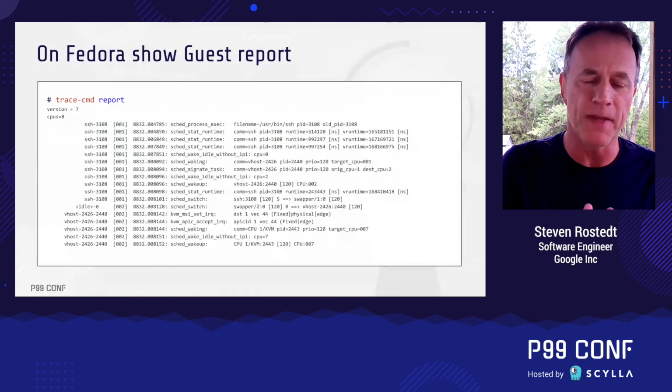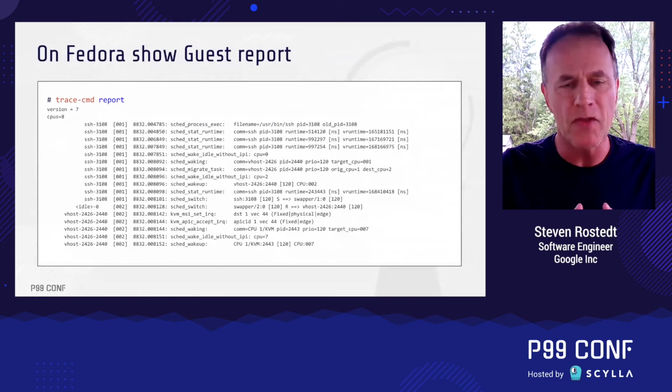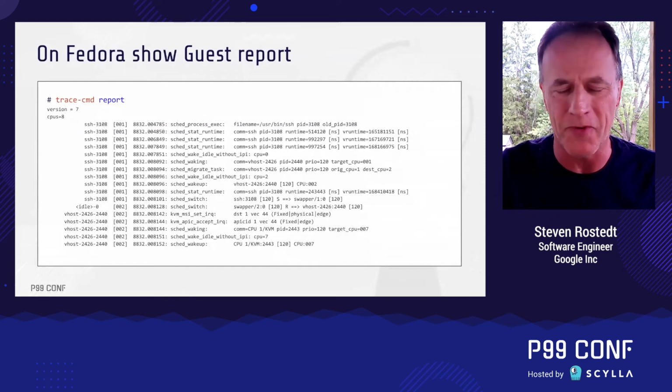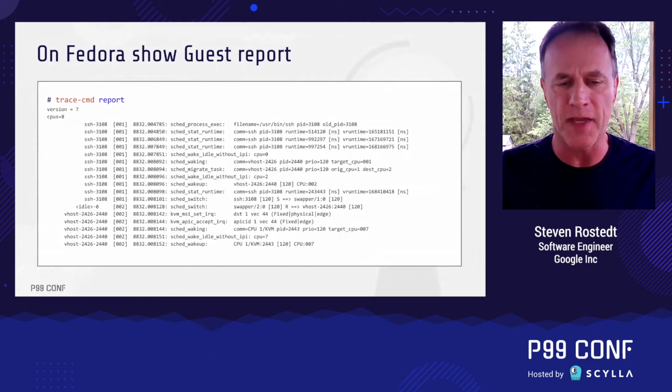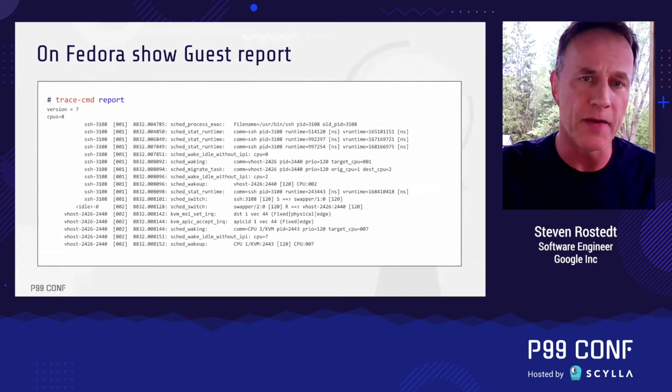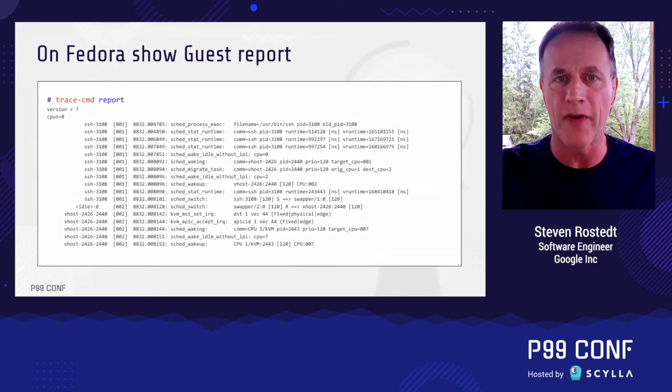Now, looking at this, it's great. I see a bunch of scheduling events, I see some kvm events, and that's great. But whether you're a tracing expert like myself or not, it's difficult to know what is actually happening. You have to actually look at all the events. It's one of those cases where there's too much information, and too much information can make it harder to find things than not enough information.